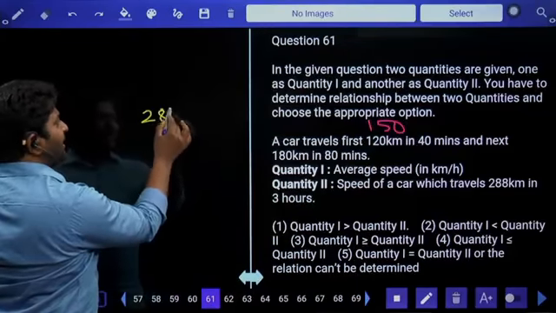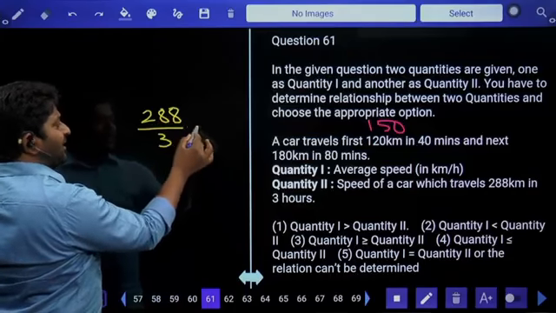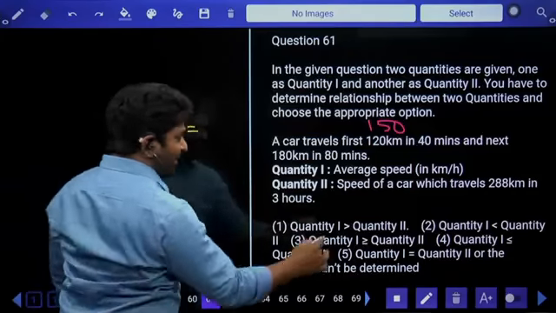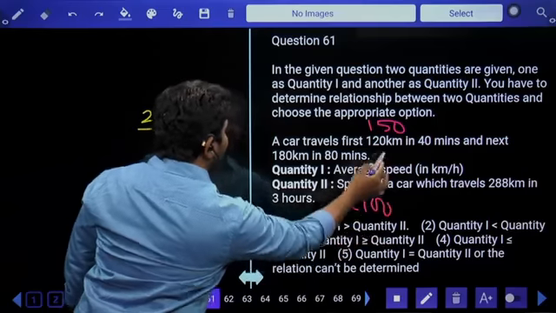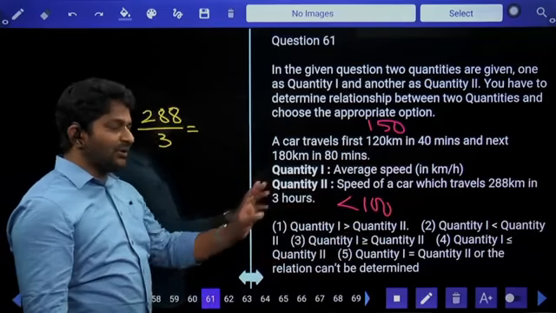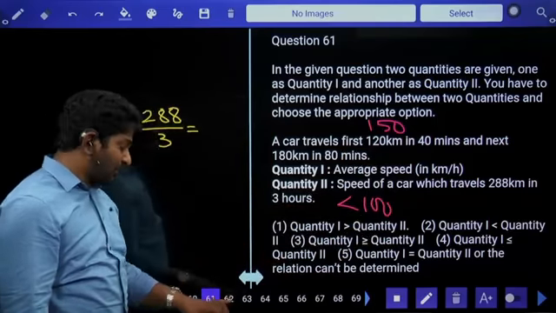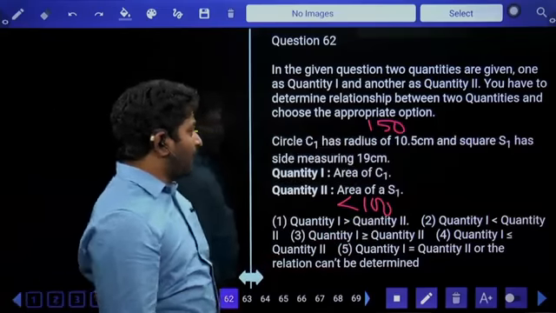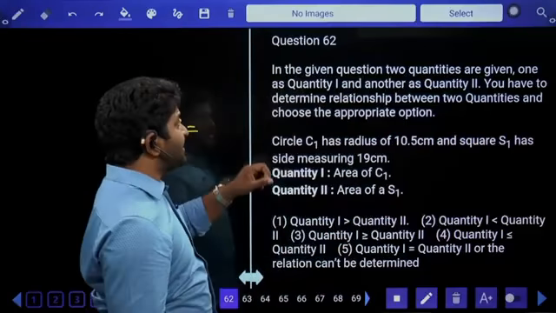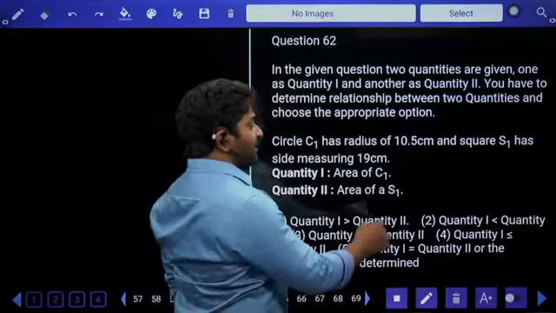So per hour it is 288 divided by 3. Definitely that will be less than 100. You don't have to even calculate that. Q1 is 150 and Q2 is less than 100. Hence Q1 is more than Q2. Answer concluded. Now the circle C1 has a radius 10.5 centimeters.